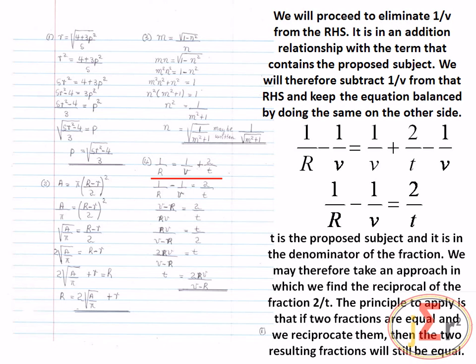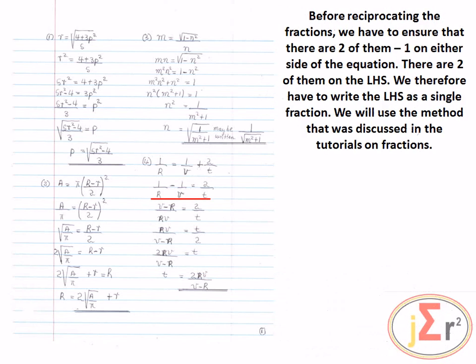The principle to apply is that if two fractions are equal and we reciprocate them, then the two resulting fractions will still be equal. Before reciprocating the fractions, we have to ensure that there are 2 of them, 1 on either side of the equation. There are 2 of them on the left hand side alone and 1 on the right. We therefore have to write the left hand side as a single fraction. We will use the method that was discussed in the tutorials on fractions, your favorite.